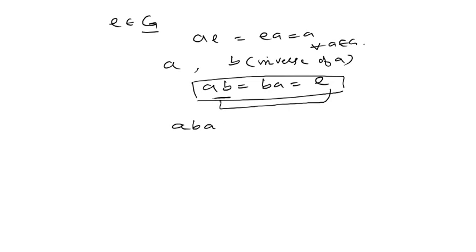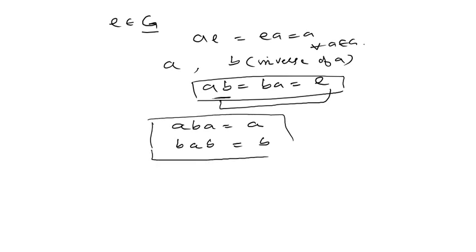A is equal to EA, that's equal to A. And I will multiply the second equation by B. I will get this equation, B is equal to B. So these are the equations which are free from identity. And in this equation B is the inverse of A actually.